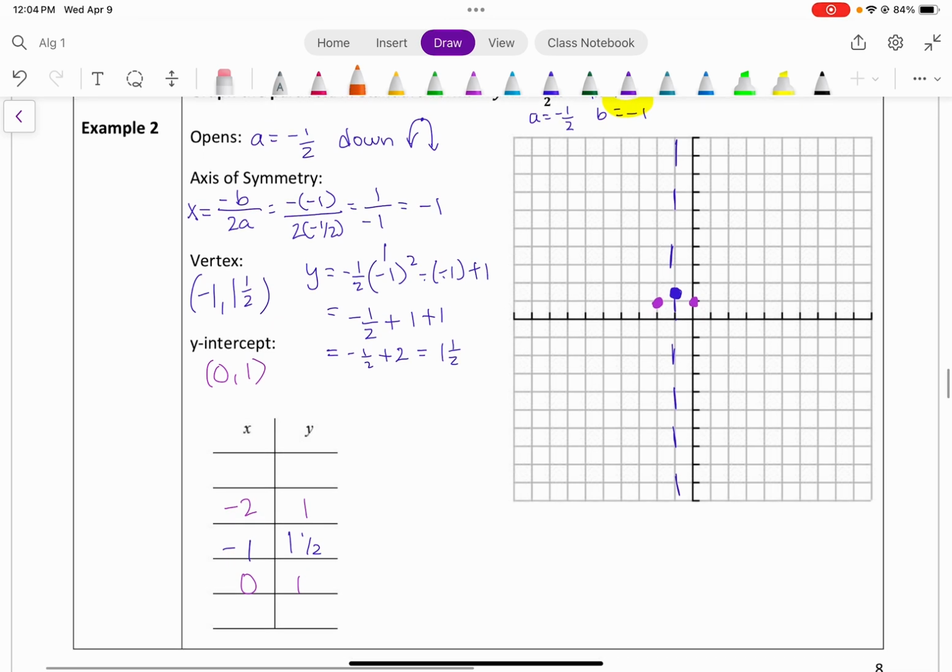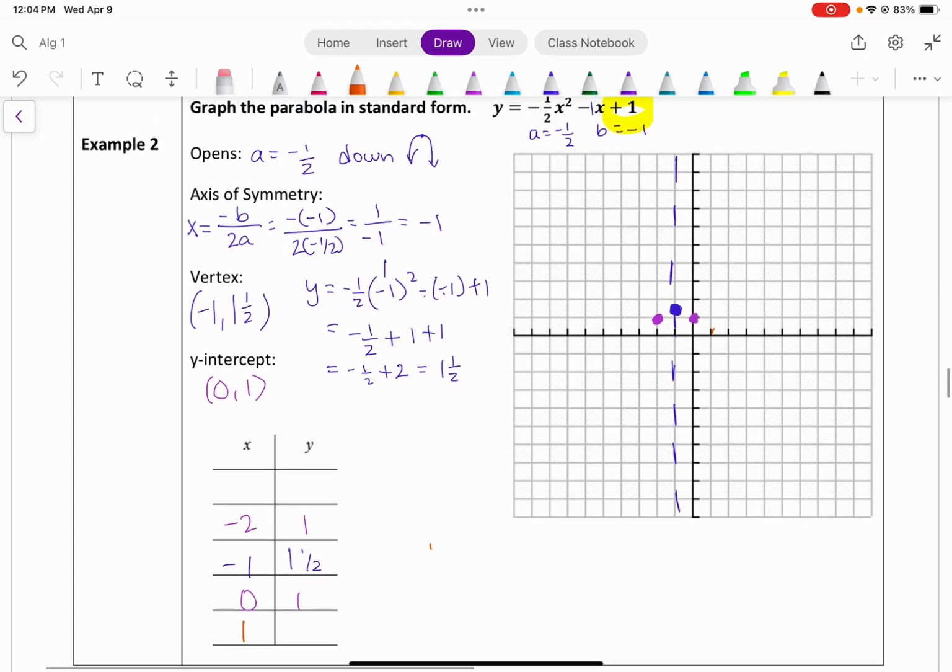Again, I get to pick any x value I want, but I want it to be pretty close to these other ones. So I'm just going to plug in 1. I'm going to see what happens when x is 1. So when I substitute that in, I'll get negative half times 1 squared minus 1 plus 1. Well, minus 1 plus 1 is 0. And negative half times 1 is negative half. So I'm going to go over 1 and down a half, right between 0 and negative 1. And of course, I can mirror that and find the point (-3, -½).